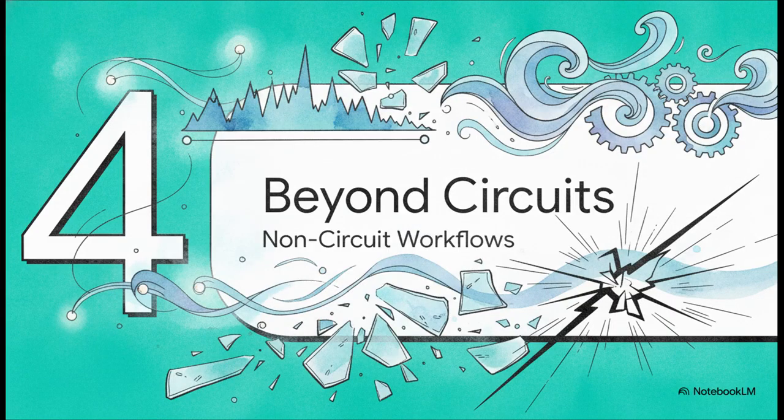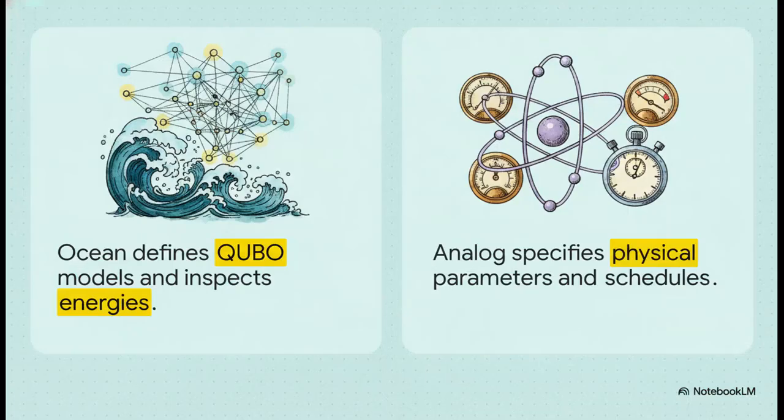Section 4. Beyond circuits, annealing, analog, first-class non-circuit workflows. Now let's completely shatter the idea that quantum programming only means drawing gates. Take D-Wave's Ocean SDK for quantum annealing. Here, you define a binary quadratic model, an Ising model, or a QUBO. You choose an exact, classical, hybrid, or annealing sampler, and you inspect energies.